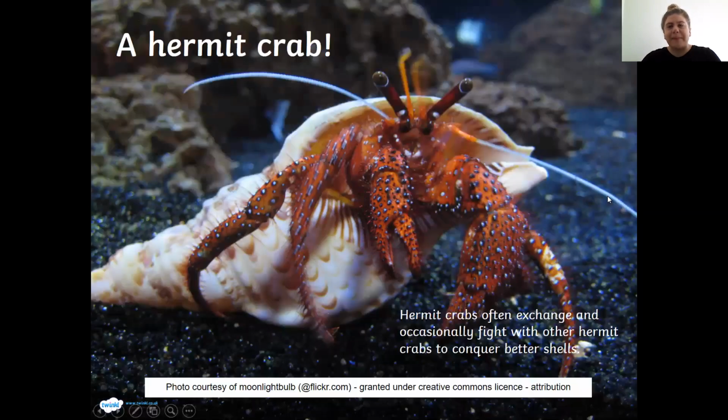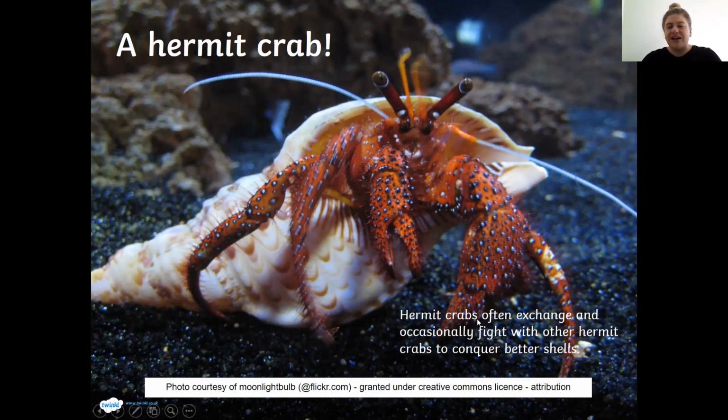Well, this is a crab as well, but this is a different type of crab. This is actually called a hermit crab. Let's see if you can say that by yourself. A hermit crab. So you can see it's inside a shell here.